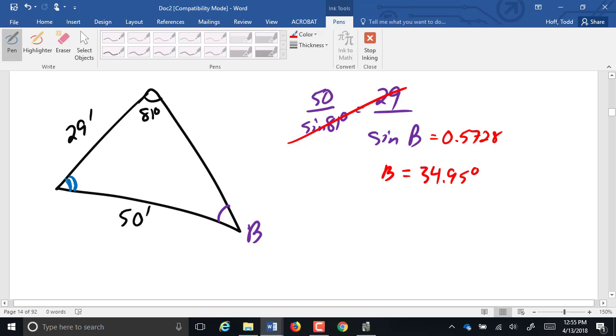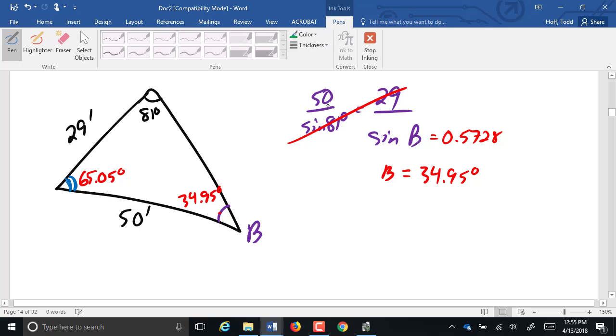Now, we know this has to be a smaller angle, so it can't be obtuse, so we don't have to worry about that. So that's 34.95 degrees. This one over here has to be 65.05 degrees. How do I get that? Subtract from 180. Very good.